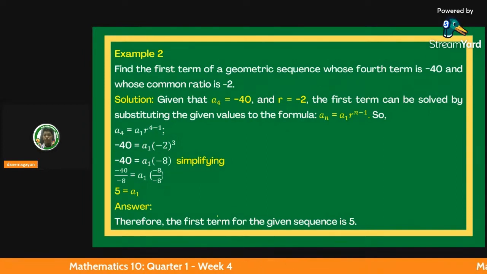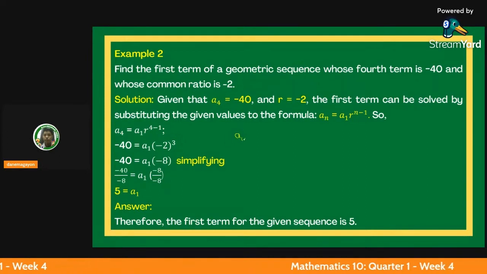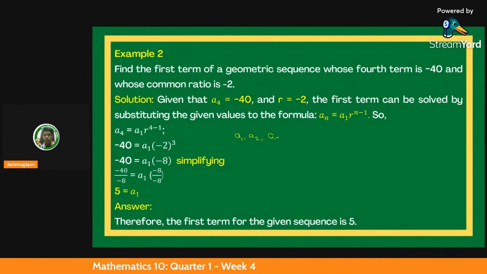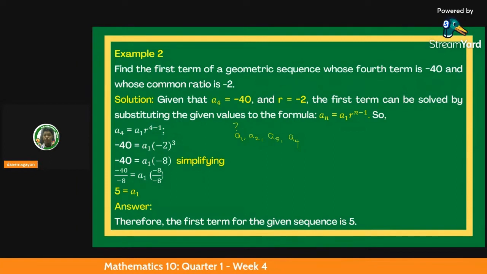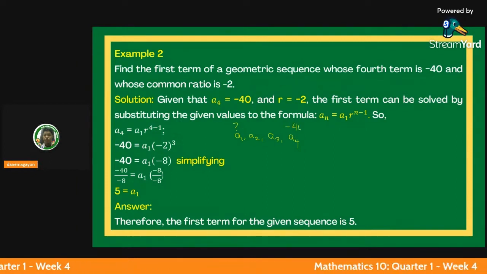So for example number 2, we need to find the first term of the geometric sequence whose fourth term is negative 40 and whose common ratio is negative 2. Gagawin natin, lagyan natin muna ng model. So we have A sub 1, A sub 2, A sub 3, and then A sub 4. Yung A sub 1 natin, syempre is unknown. Ito yung hinahanap natin. We don't have values also for A sub 2 and A sub 3, pero meron tayong value for A sub 4 as negative 40.